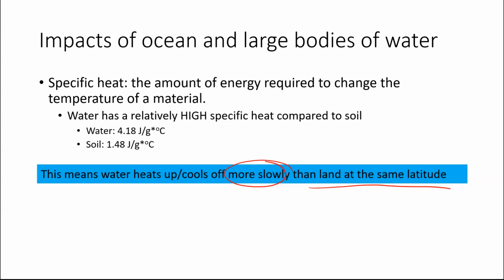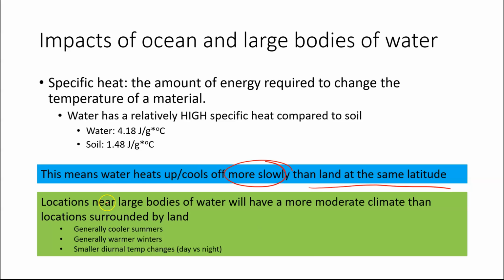Climatically, the reason that's important is that locations near large bodies of water, so oceans or the Great Lakes, will have a more moderate climate. Because they both heat up and cool off more slowly, locations near the coast are generally going to have cooler summers and generally warmer winters. So they won't be as hot in the summer, generally, and they won't be as cold in the winter, generally. It's because that large body of water nearby moderates the change in temperature, right?